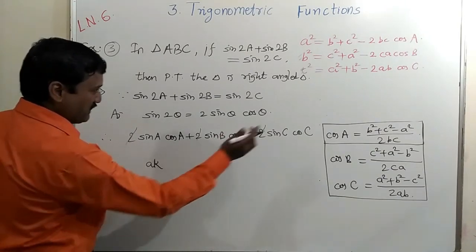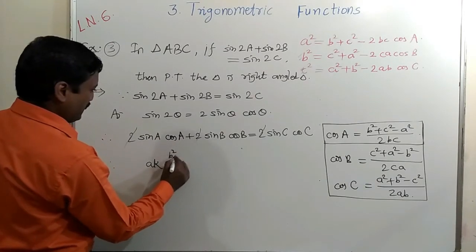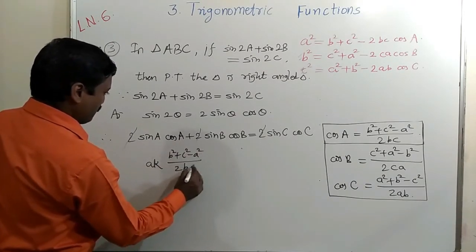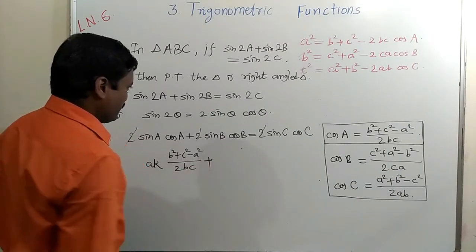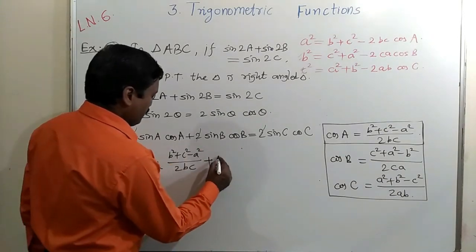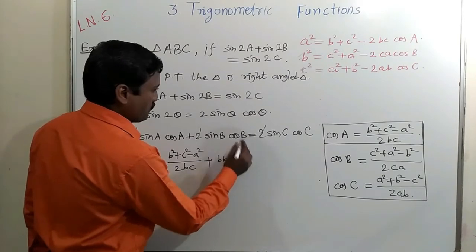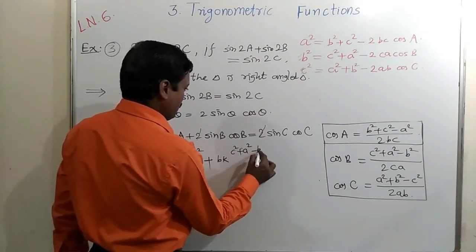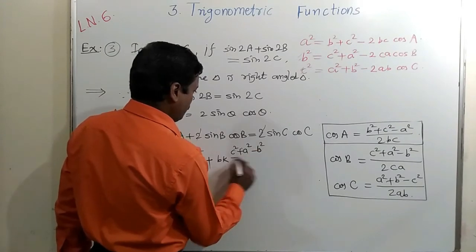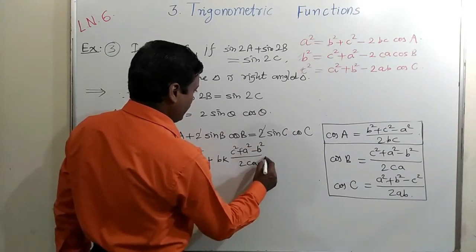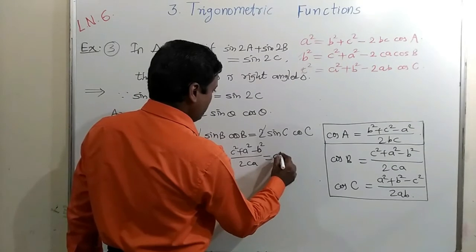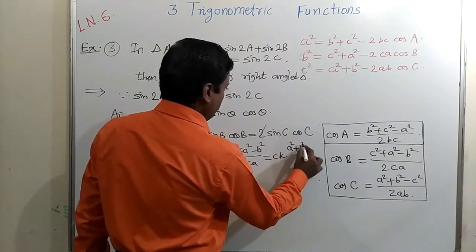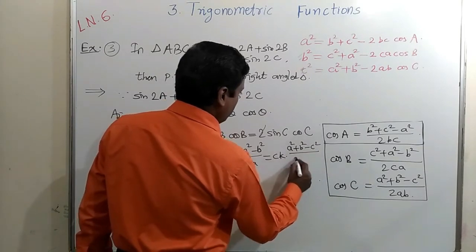Now use cosine rule, that is cos a is b square plus c square minus a square upon twice bc, plus sin b is bk. So cos b is equal to c square plus a square minus b square upon twice ca. It is equal to sin c is ck and cos c is equal to a square plus b square minus c square upon twice ab.